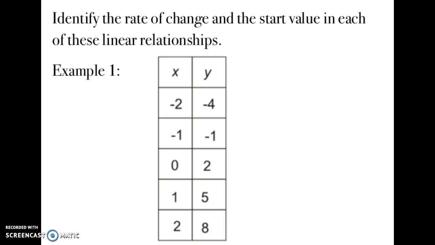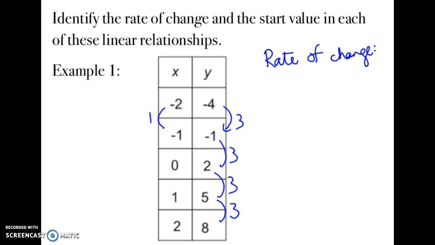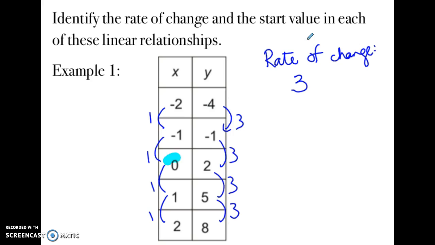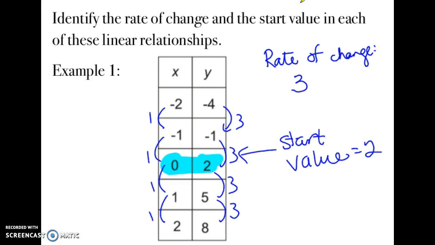Okay, let's do the rate of change first. I want to see what y is changing by when x is changing by 1. So y is going up 3 here, it's going up 3 as well. It keeps going up 3, and very conveniently, x is changing only by 1 in this case, so the rate of change is 3. For the start value, I have to look at when x is 0 and find the corresponding y value. Right here, we can notice that our start value is 2 because y equals 2 when x equals 0.